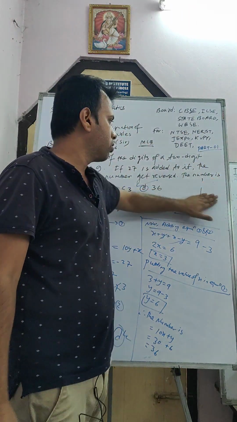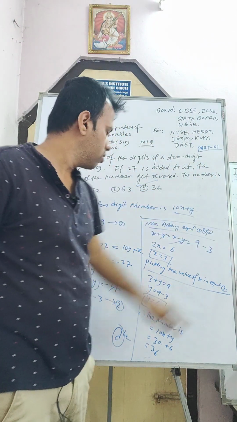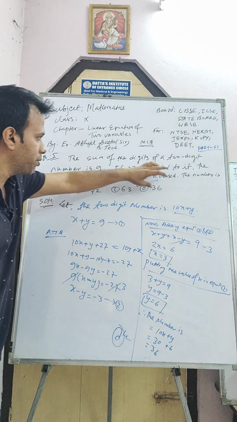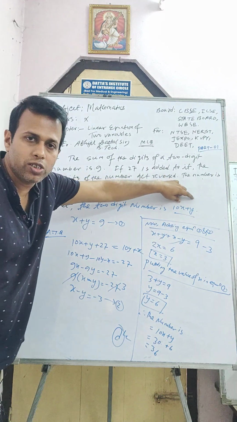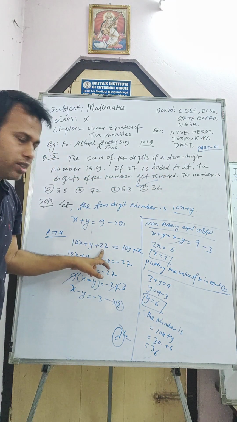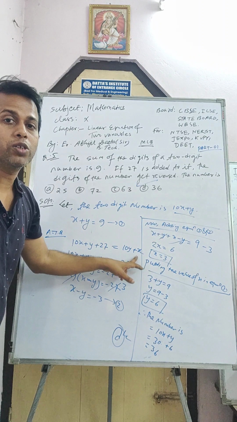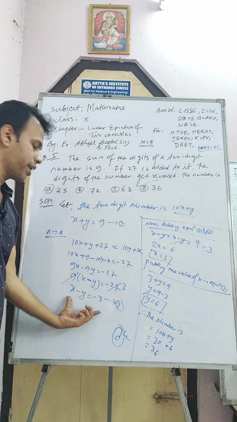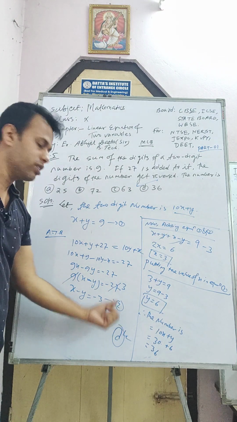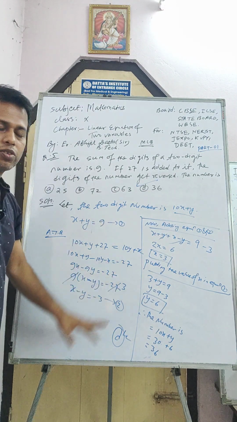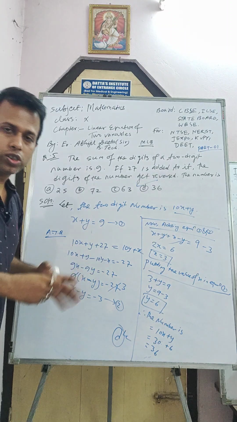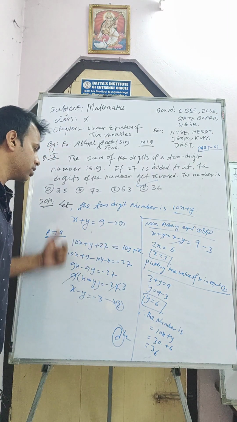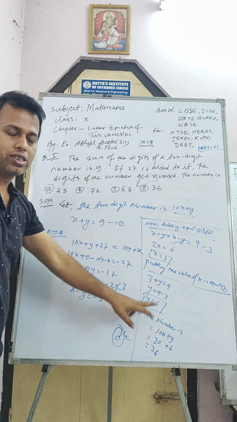We don't know what the number is, that's why I am taking 10x plus y. According to the question, if I add 27, it will become 10y plus x, because it will be reversed. From that we form another equation, that is x minus y equal to minus 3. After that we add equations 1 and 2, and get x is 3, and if we put x in equation 1, we get y is 6.